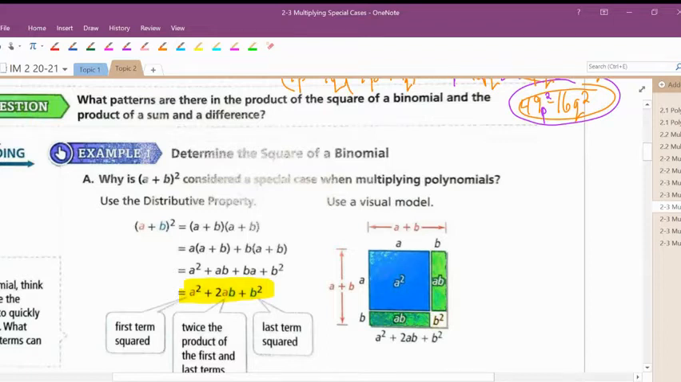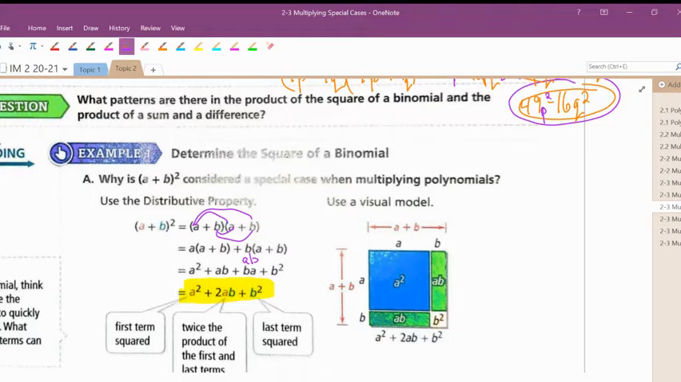Now determine the square of a binomial. So why is a plus b squared considered a special case for multiplying polynomials? So we have it written out here. A plus b squared is just a plus b times a plus b. That's what squared means. We're going to split this up so we can get a times both of these and b, just like we've done in class. So a times a is, of course, a squared. A times b is ab. B times a is ba or ab. Multiplication, doesn't matter the order you're doing it. And the last one, b times b, is b squared.